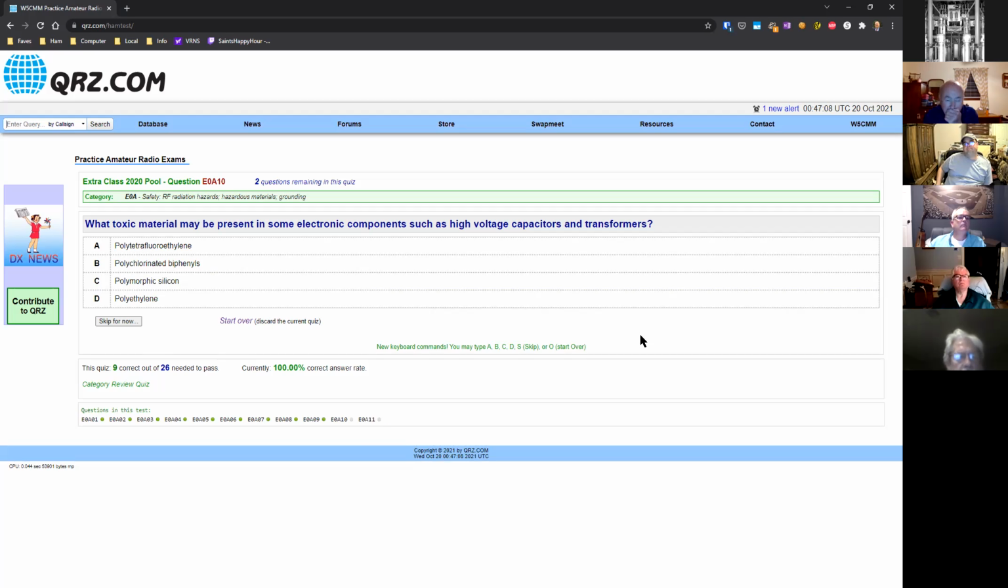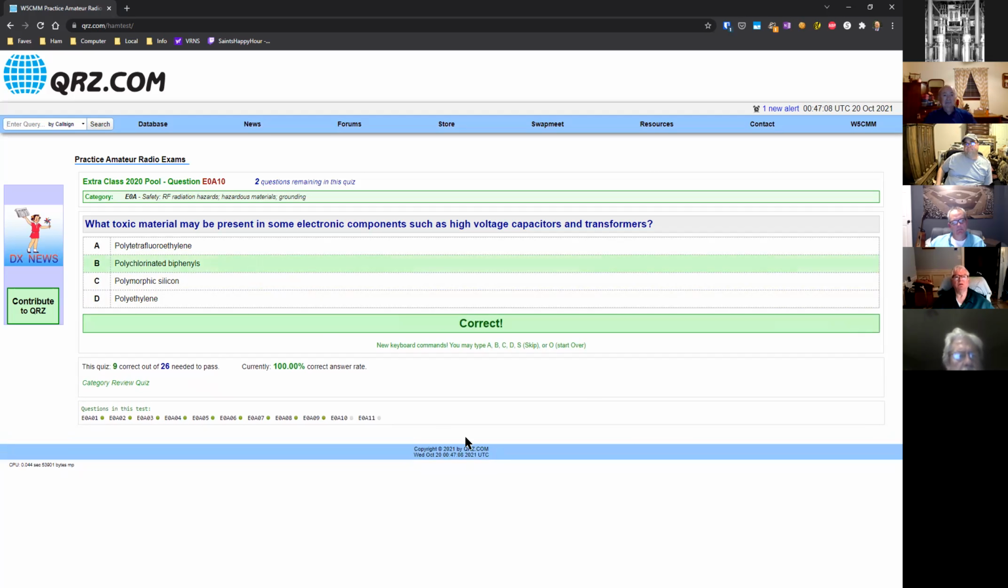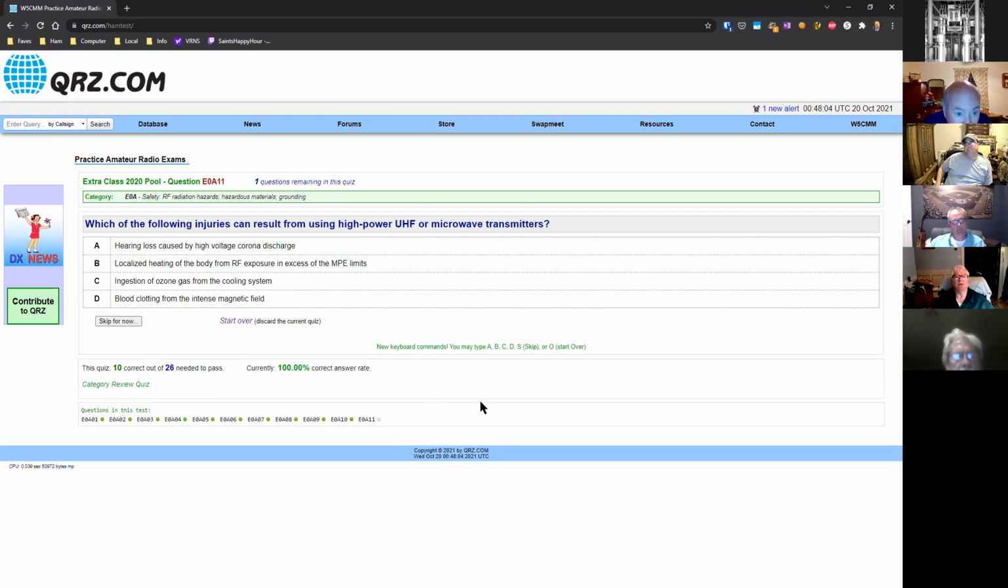Okay, what toxic material may be present in some electronic components, such as high voltage capacitors and transformers? B. Yeah, probably PCB, I think they call it, the initials. Yeah, PCB, correct. I don't know the chemical name of it, but I had many a transformer I had to fight with PCB. It worked very well. It just happened to be incredibly toxic.